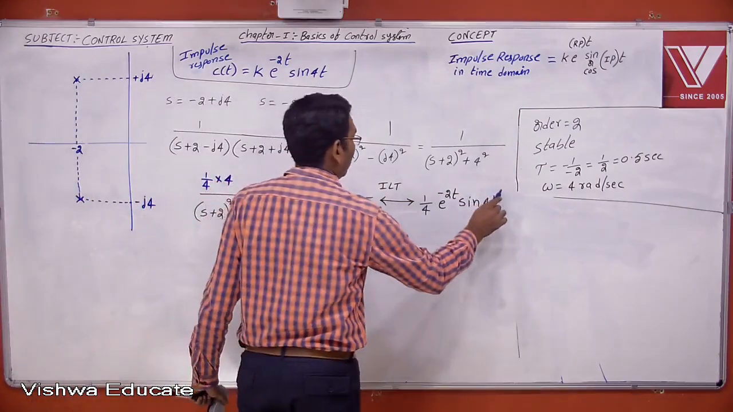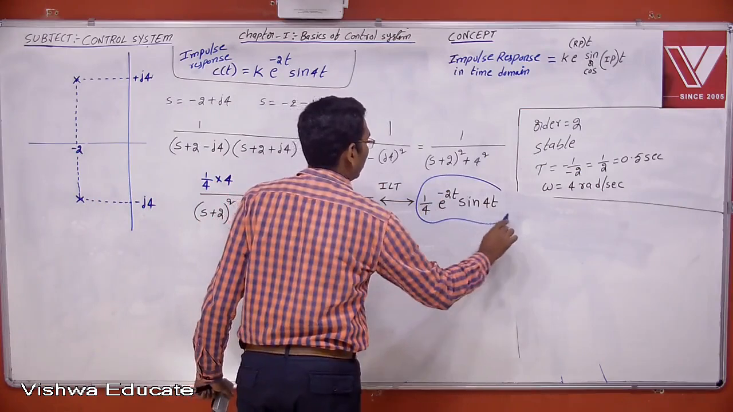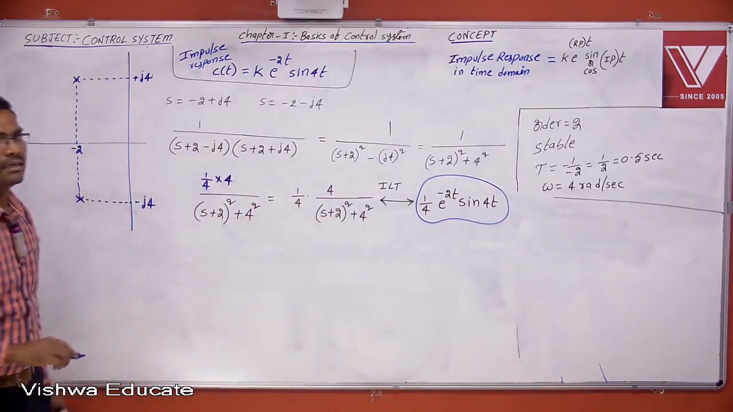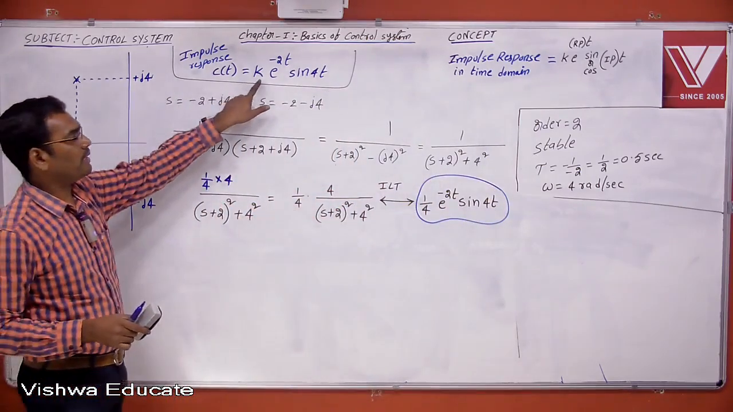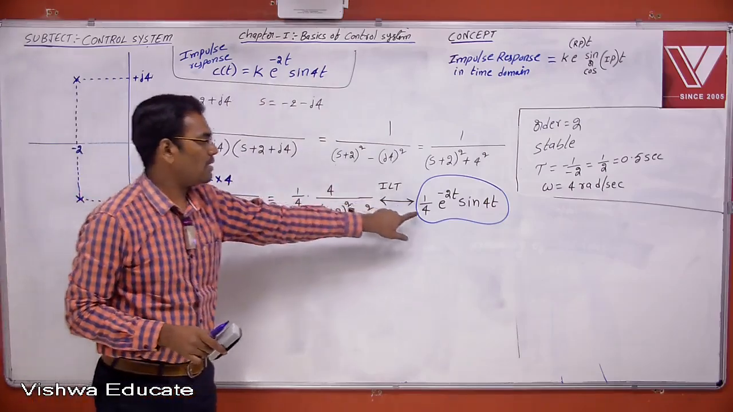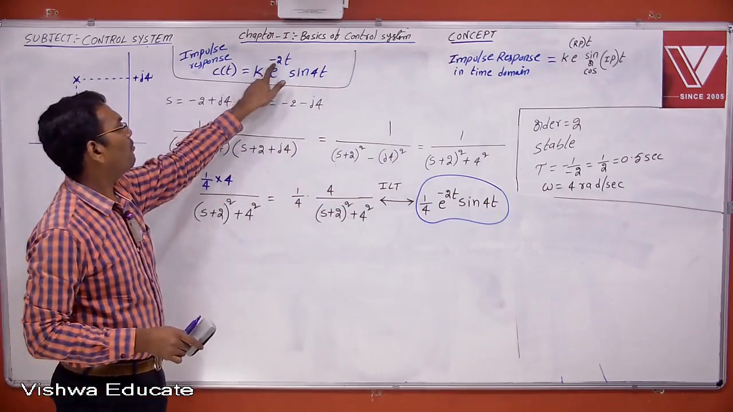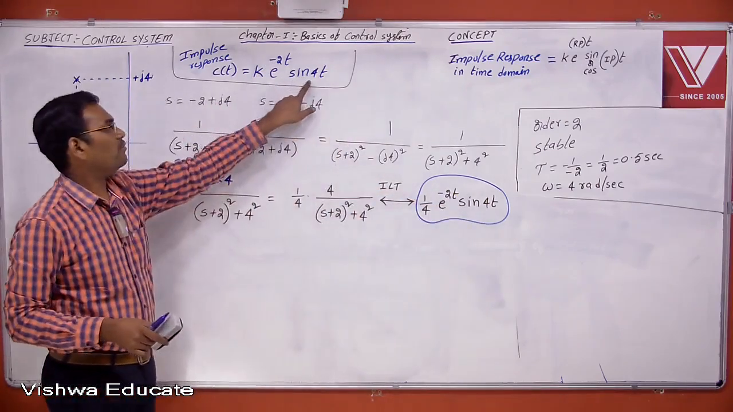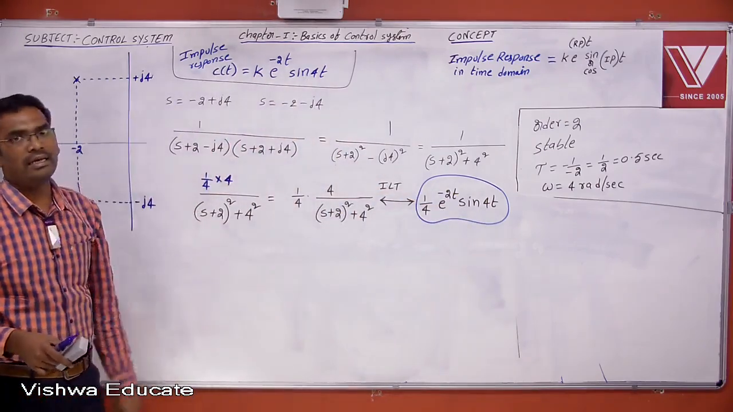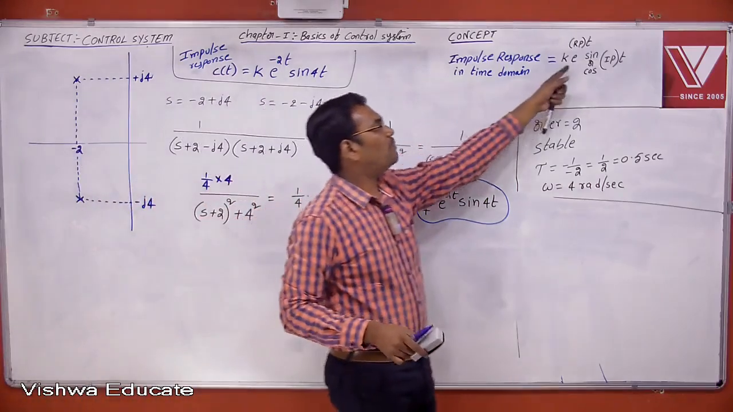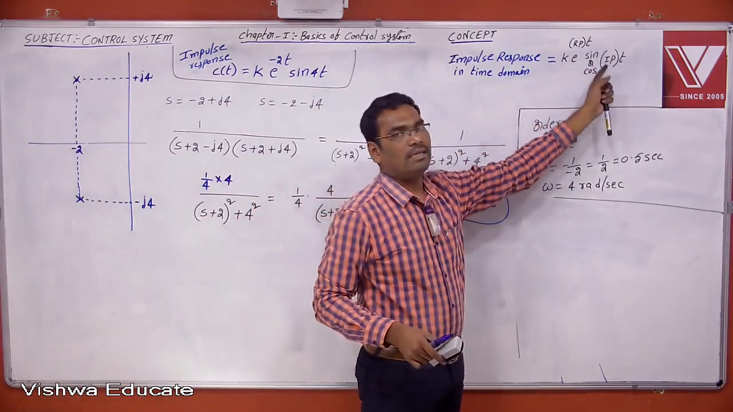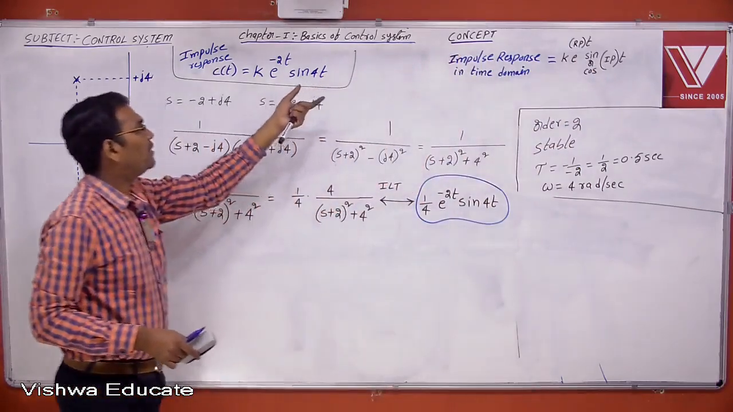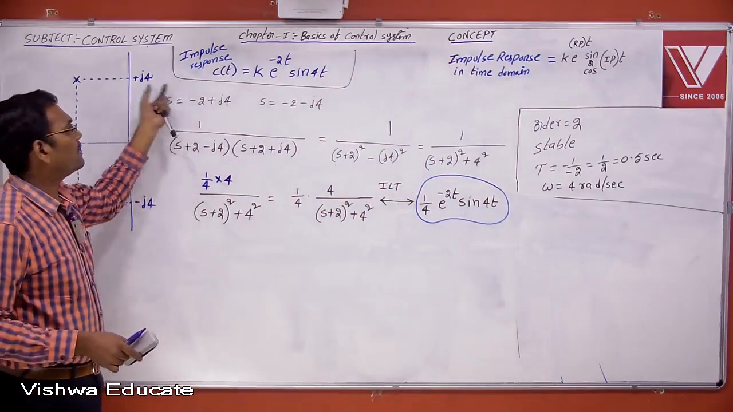By doing the general and standard procedure, we get this answer. In the shortcut method, what answer can you get? Some constant, e power minus 2t, sine 4t. This is the answer you can get directly: some constant, e power real part, sine or cos of imaginary part. That is the method you can use to get the answer directly.